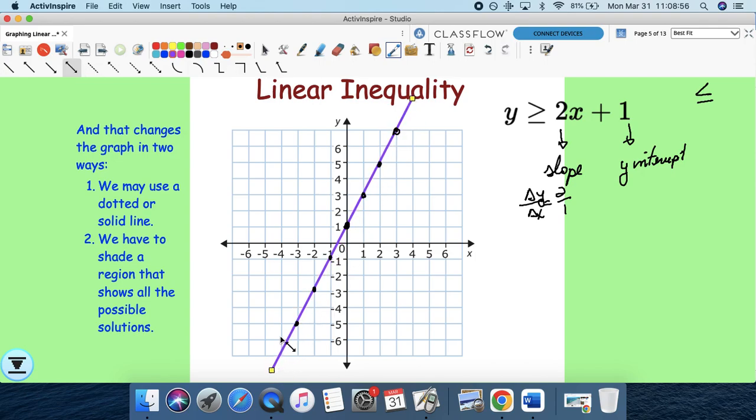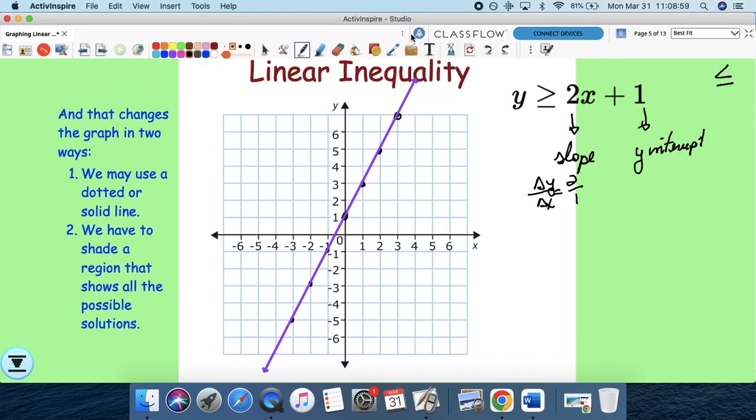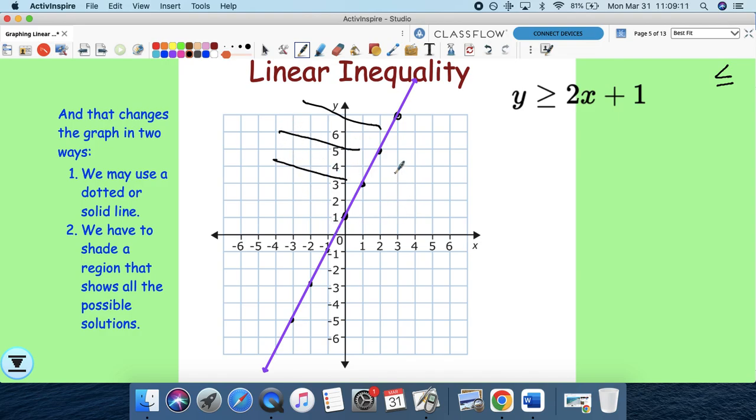So, now, in an inequality, we have to pick a region. Either the points above this line are going to be part of the solution, or below this line are going to be part of the solution. One way you can do this is to test them. So what I'm going to do is test 3 points: a point on the line, a point above the line, and a point below the line.